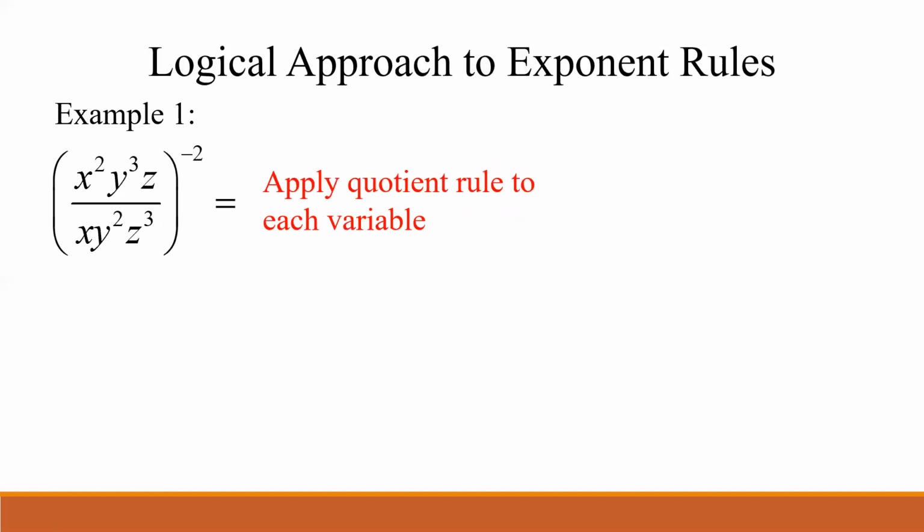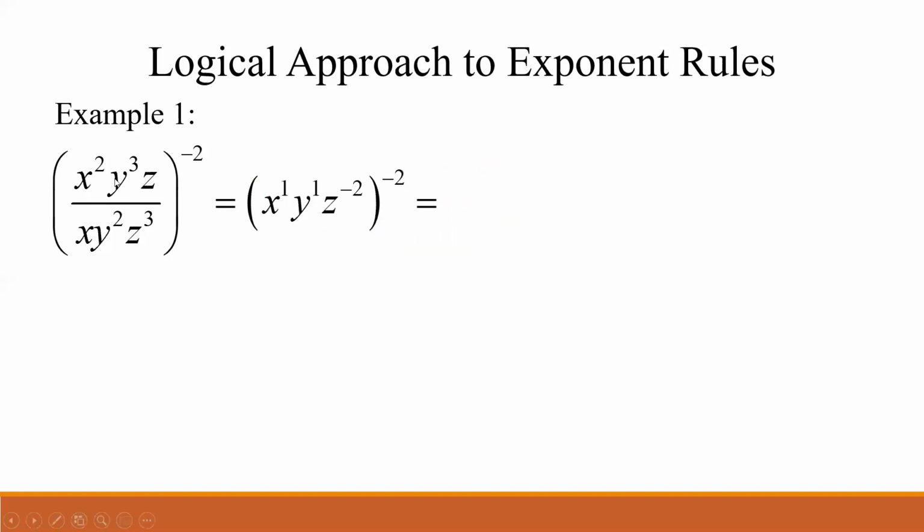So I'm going to deal with the quotient rule. I'm going to leave this guy outside, and I'm going to deal with the quotient rule on each of these bases. Okay, so the quotient rule says I'm subtracting the top exponent minus the bottom exponent. So I'm going to end up with x to the 1st, 2 minus 1, y to the 1st, and z to the -2 power. And I'm going to leave that just how it is for right now.